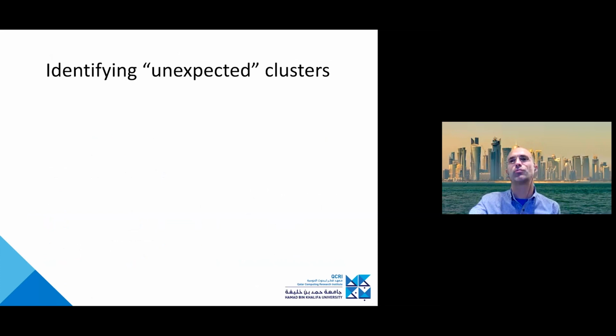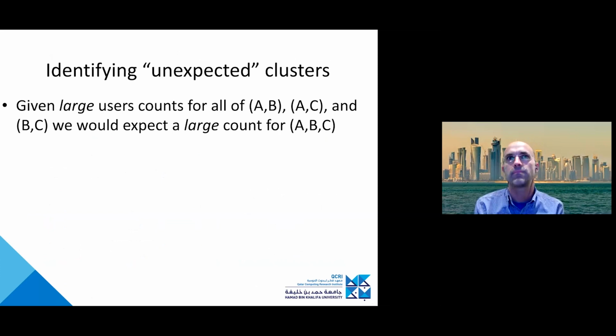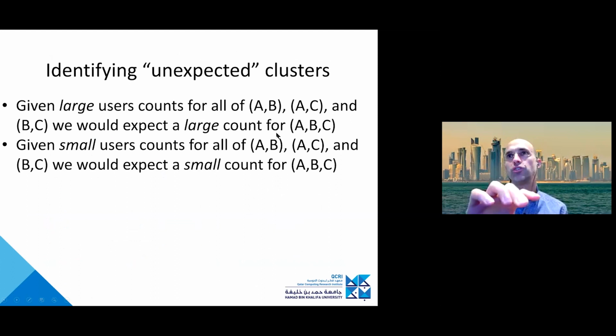So what would we expect for these triples? Let's try to formalize this a bit. If you have a lot of users who have lived in countries A and B, and A and C, and B and C, then we would also expect a large user count for A, B, and C as a triple. Conversely, if we don't observe a lot of people living in A and B, and A and C, and B and C, then we would also expect that the triple overall is not very likely.